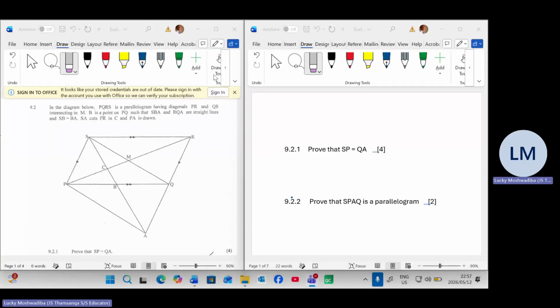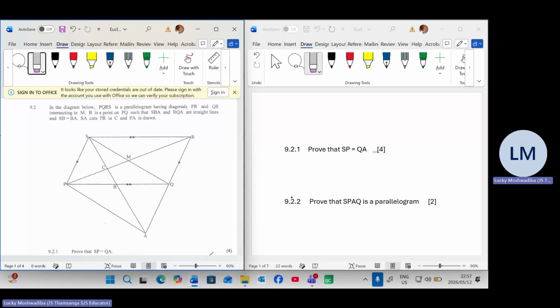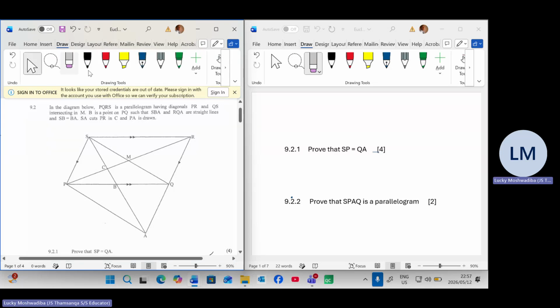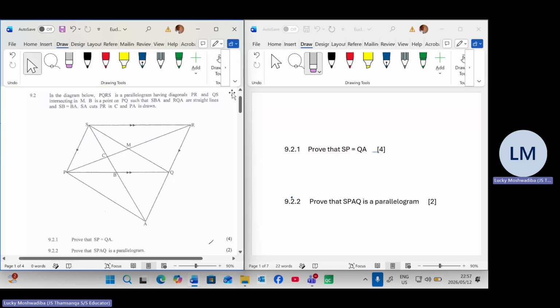This is the question that we are working on. It is given that PQRS is a parallelogram. Let us talk a bit about that.